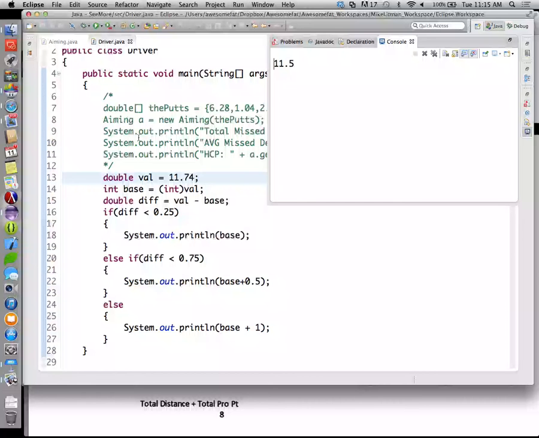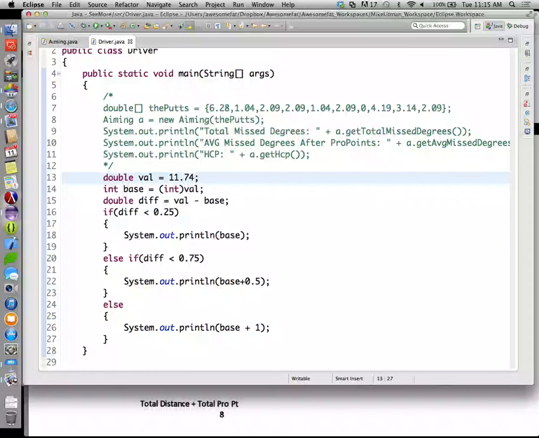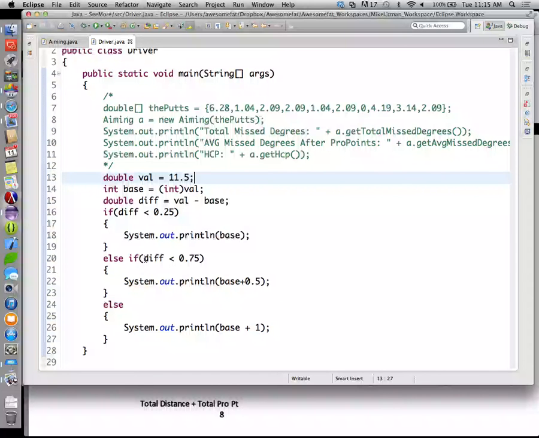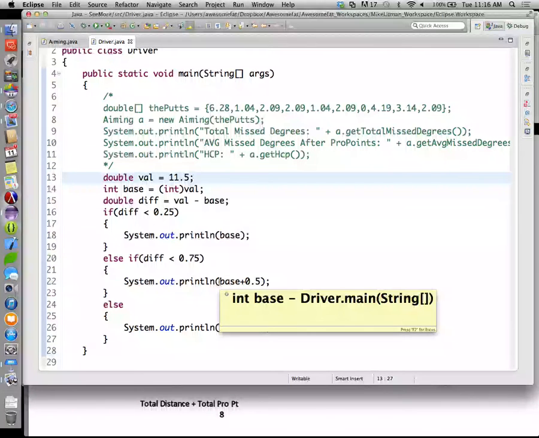What about 11.5? 11.5 should still be 11.5 because we do it off the base. Okay. So we say if it's less than 0.25, then print out the base. If it's less than 0.75, 0.5 would be between those two. Then we're going to print out base plus 0.5. Okay. That makes sense? Mhm.